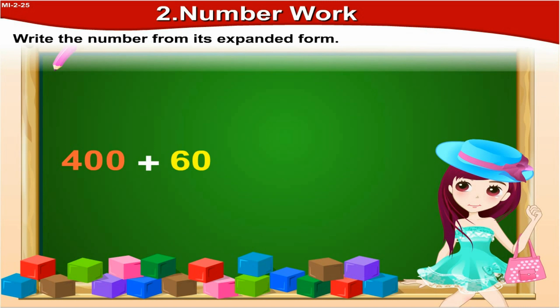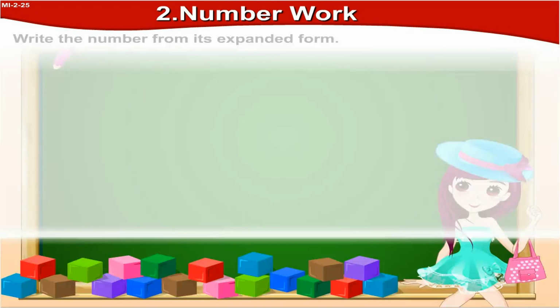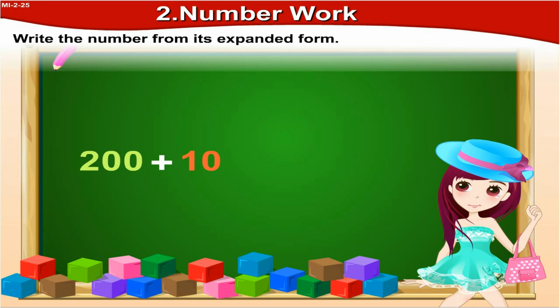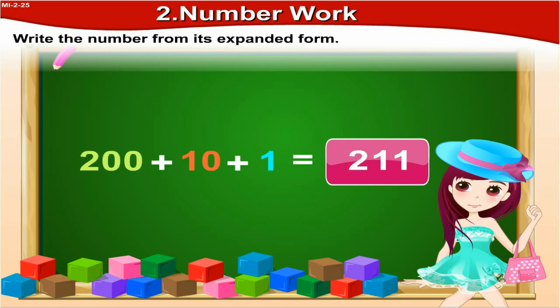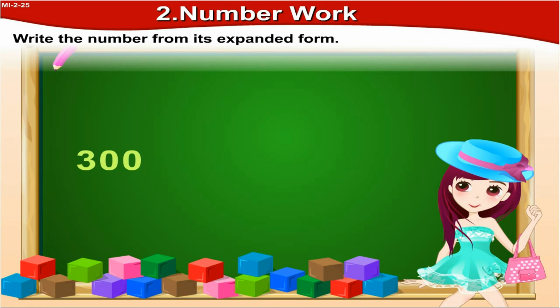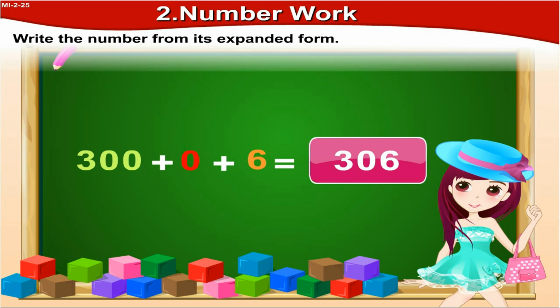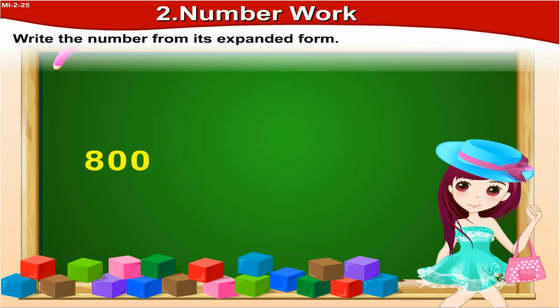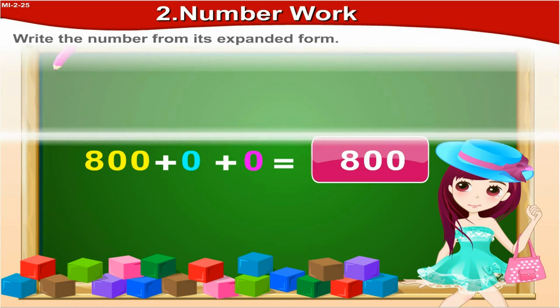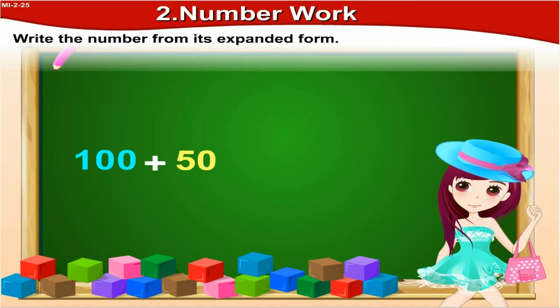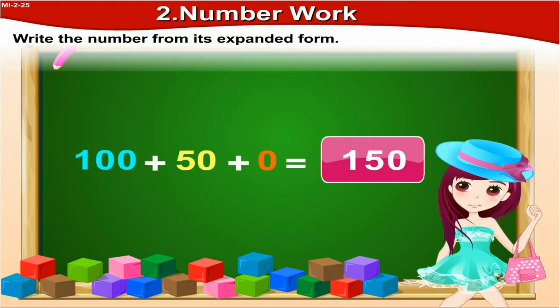400 plus 60 plus 7, and that is equal to 467. 200 plus 10 plus 1. You're right, it is 211. 300 plus 0 plus 6. That's correct, it's 306. 800 plus 0 plus 0. So the answer is 800 itself. 100 plus 50 plus 0, which means it is equal to 150.